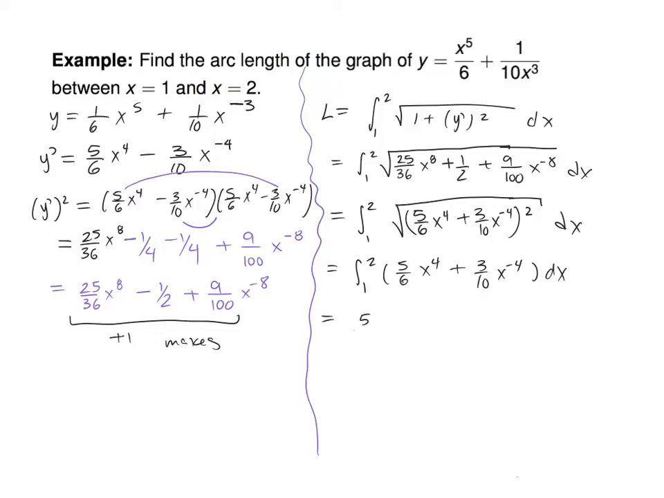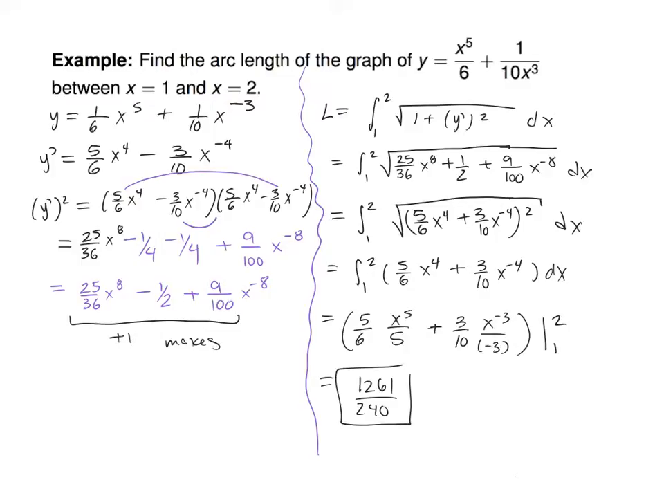That's going to be 5/6 x to the fifth over 5 plus 3/10 x to the negative 3 over negative 3, evaluated from 1 to 2, and after much patience and cursing, you get 1,261 over 240. Actually, in problems that are this gross, I kind of care about your antiderivative and then the arithmetic, whatever. I can't do arithmetic either.